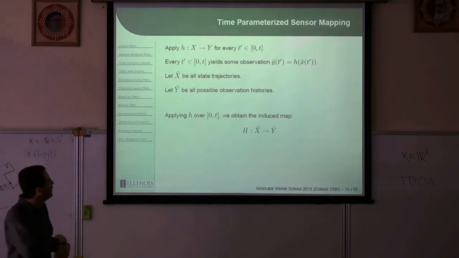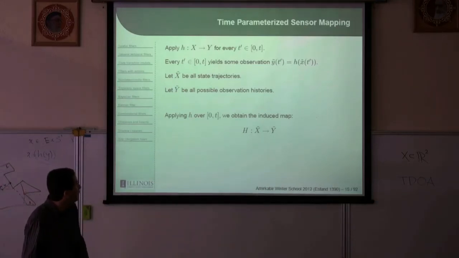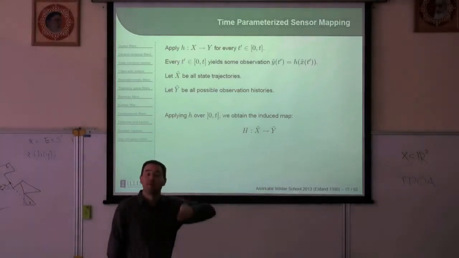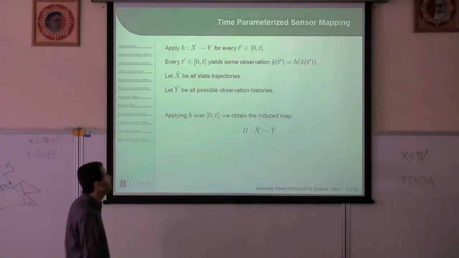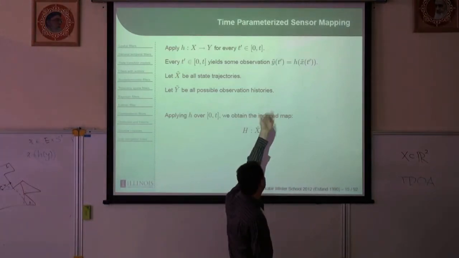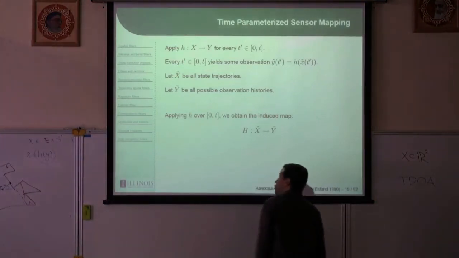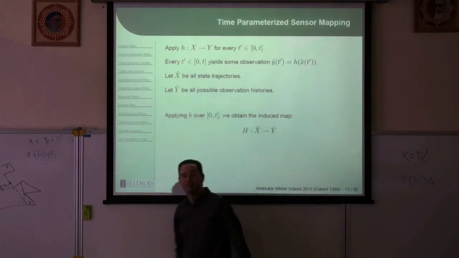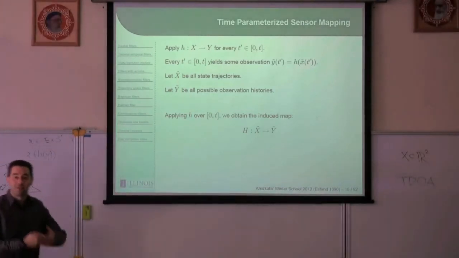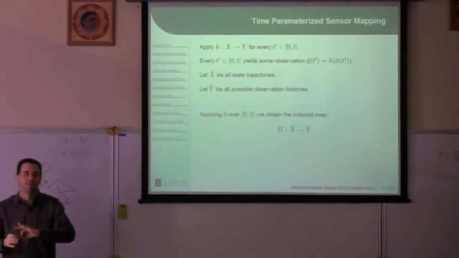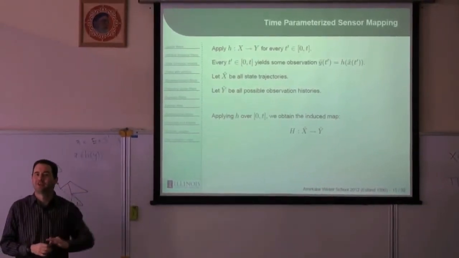All right. Time parameterized sensor mapping. Let's think about this. As I said, imagine applying h at every time. So I have every time t prime between 0 and t, and I apply h. And then I get some observation. Now I make some really big spaces. I've already made capital X tilde. This one right there. And so I have the set of all state trajectories there, right? All kind of time parameterized paths through the state space.